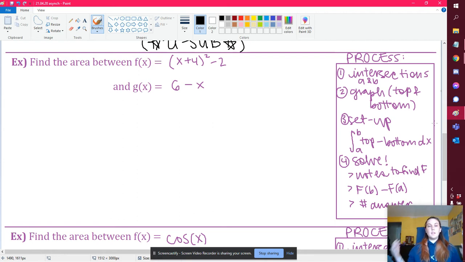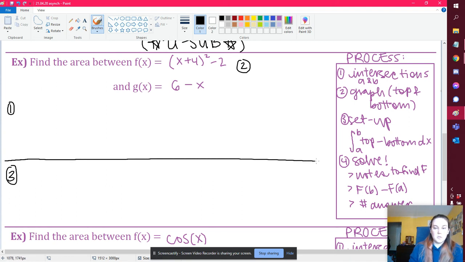So if we wanted to find the area between this parabola and this line, we would use this process, right? 1, we find the intersections. 2, we'll graph it over here. And then 3, we'll actually do the integral. So let's section off my work.